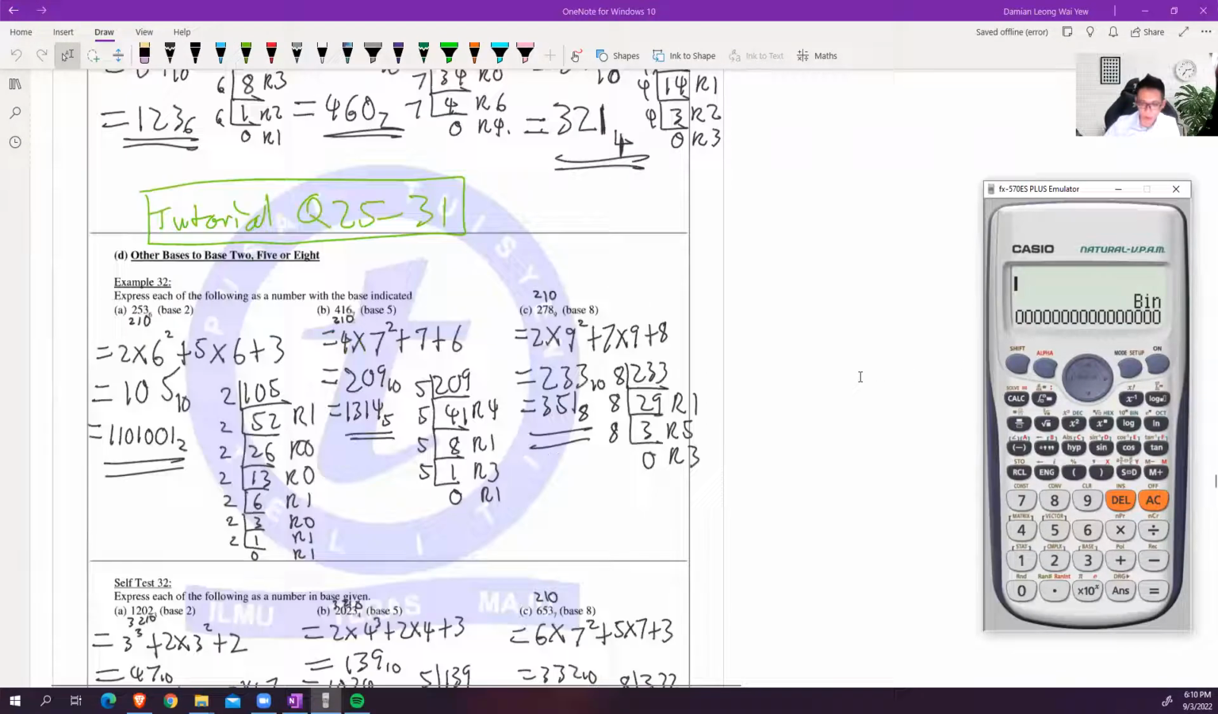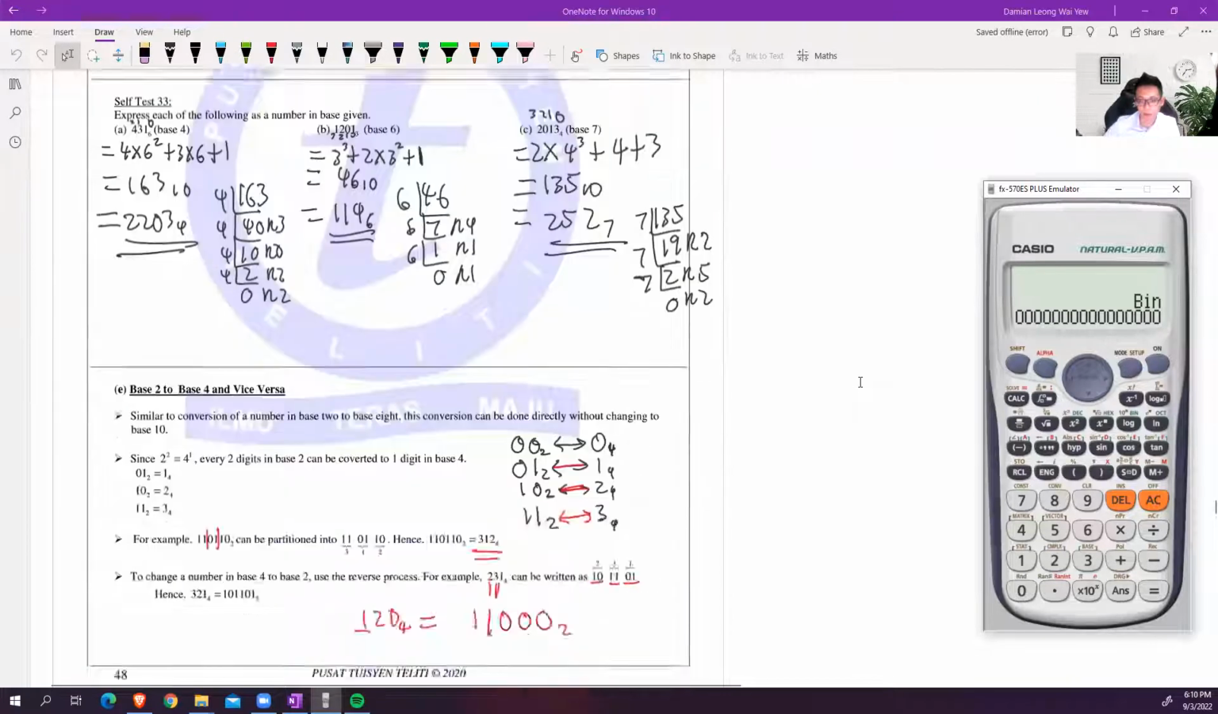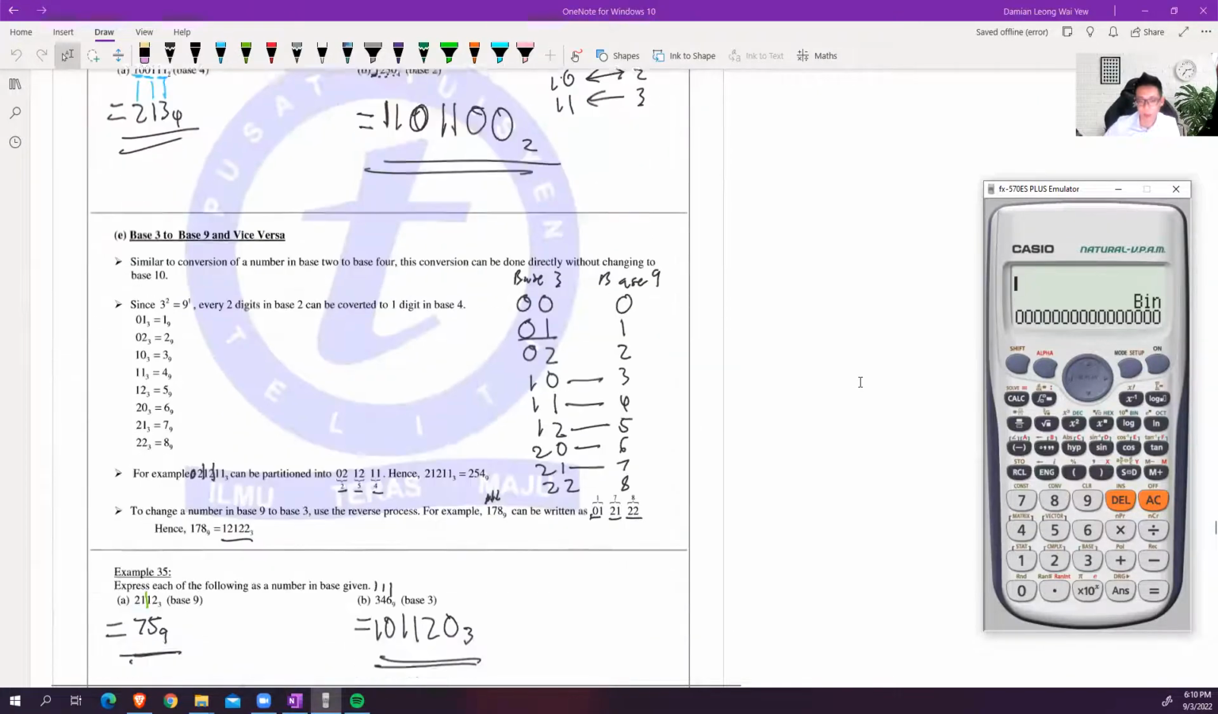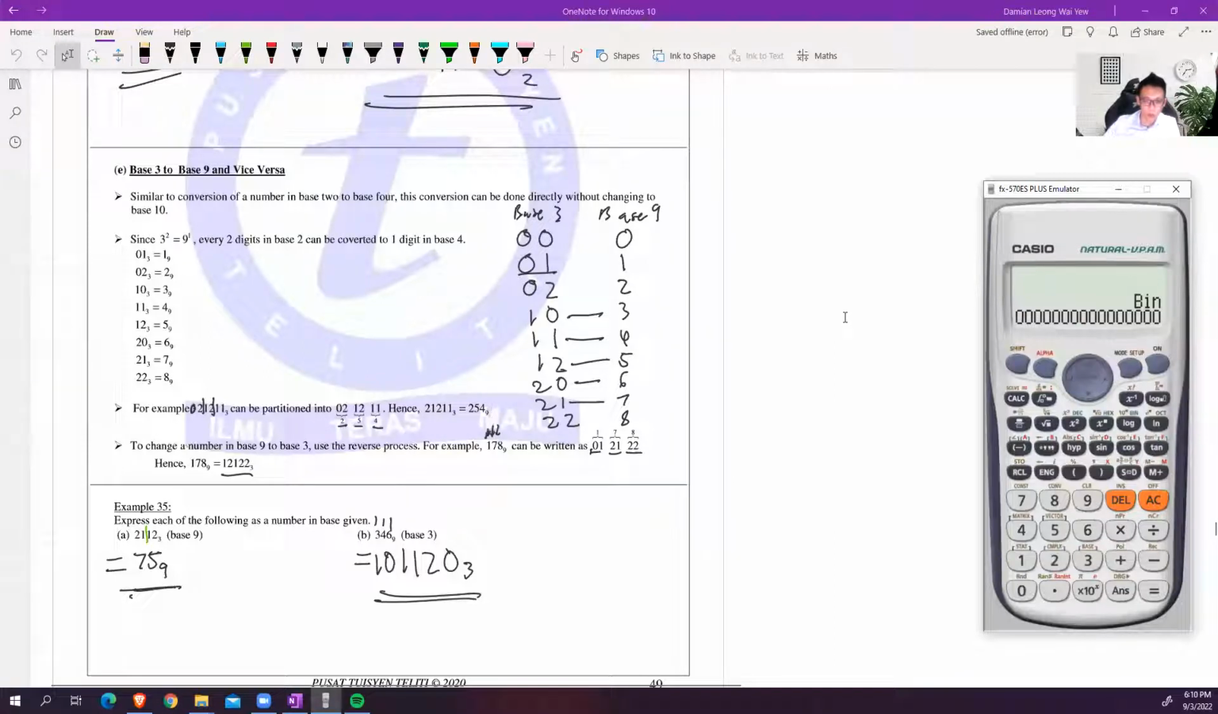But if you really have problems doing that, you can convert to base 10 and then convert. Like 3 to 9, you can convert to base 10 and then base 9 also. But there will be no working marks for that because it's a 1-mark question. So there's no need for any working to convert between base 3 and 9 or between base 2 and base 4. There will only be answer marks for that.